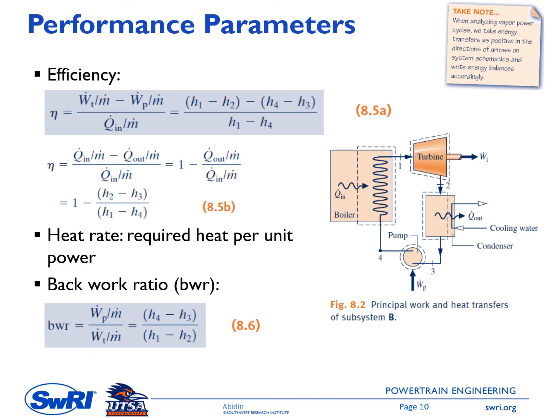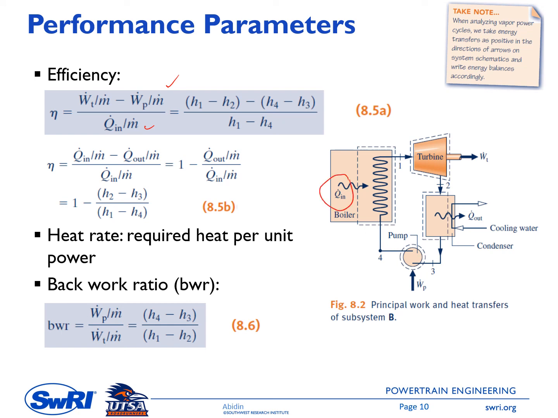And for the performance of the Rankine cycle, we have efficiency here. This is the ratio between what we gain, which is the turbine power minus pumping power, divided by what we pay. In this case, the energy required to generate steam, Q_in, so the energy going into the boiler.